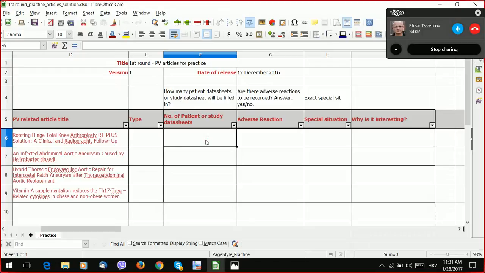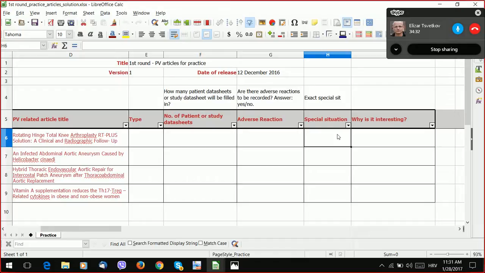Number of patient or study data sheets: how many patient data sheets or how many study data sheets would you record in Confit software? Adverse reactions. Here the answer is yes or no. Are there adverse reactions to be recorded? Yes or no? You don't need to list them. But special situations, please do list exact special situations, all of them that you find in the article.